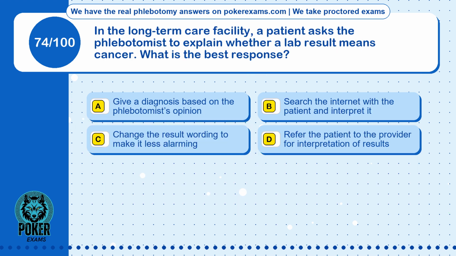Question 74. In the long-term care facility, a patient asks the phlebotomist to explain whether a lab result means cancer. What is the best response? Option A, give a diagnosis based on the phlebotomist's opinion. Option B, search the internet with the patient and interpret it. Option C, change the result wording to make it less alarming. Option D, refer the patient to the provider for interpretation of results.